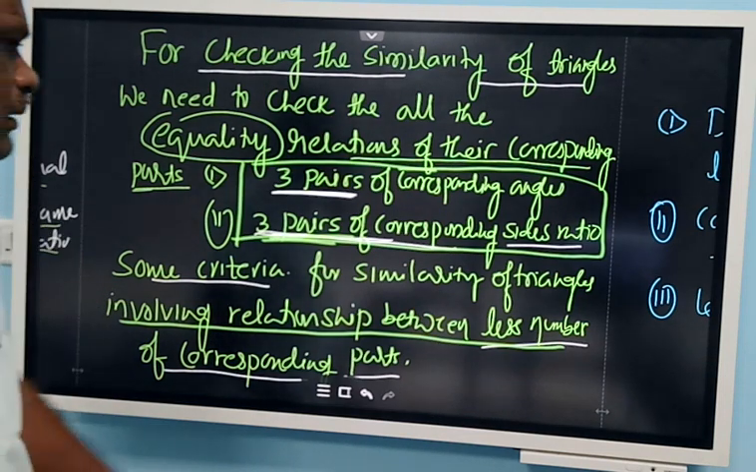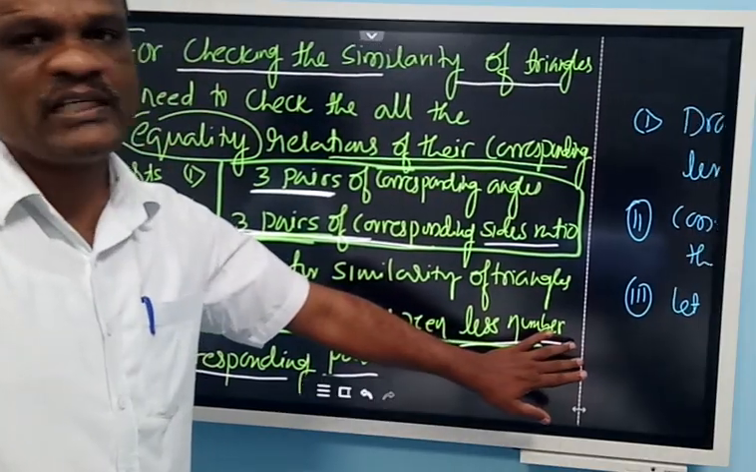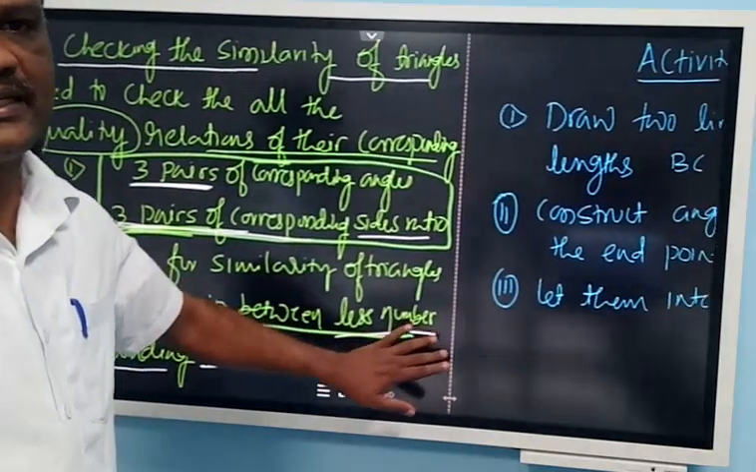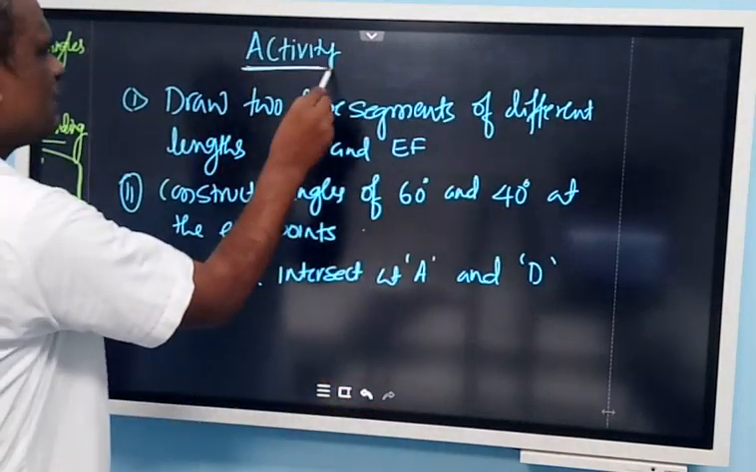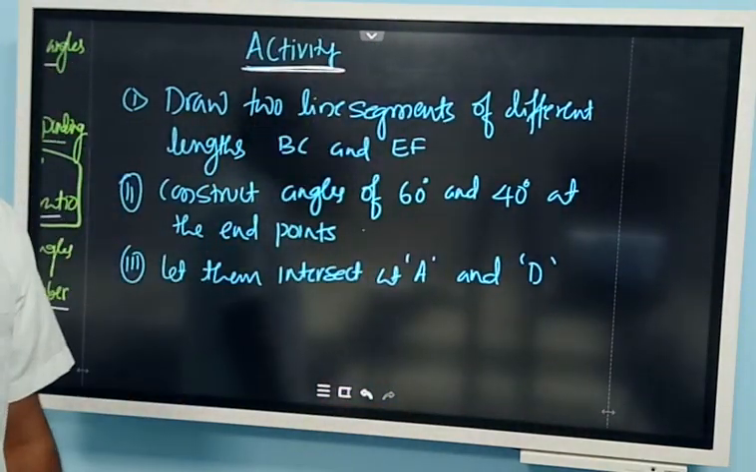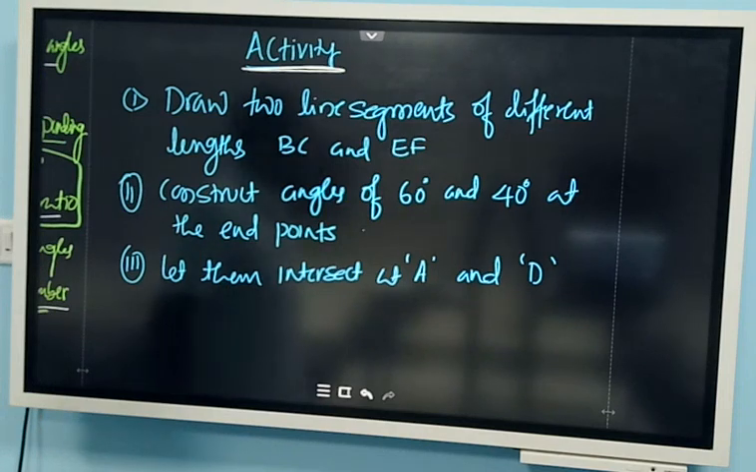So here, let us perform an activity first. To learn the first criteria, we will take up an activity. Look at this activity. You can do the construction and verify here. What is that activity? Let me say.